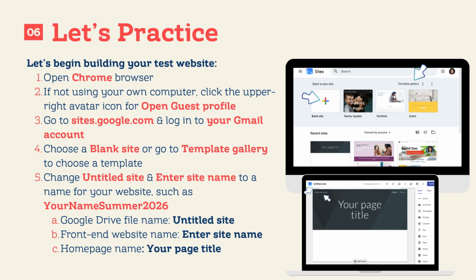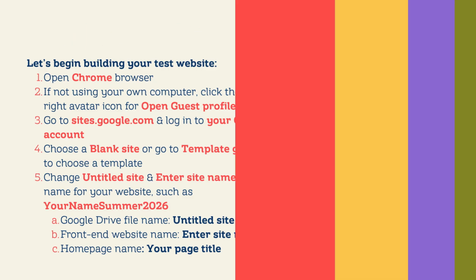Once you're on the Google Sites dashboard, choose to start with a completely blank site if you want full creative control, or browse the template gallery to pick a layout that catches your eye. Finally, let's establish your site's identity. Update your Google Drive file name where it says Untitled Site, give your Enter Site Name front-end banner a title, and name your homepage. For example, Your Name Summer 2026.